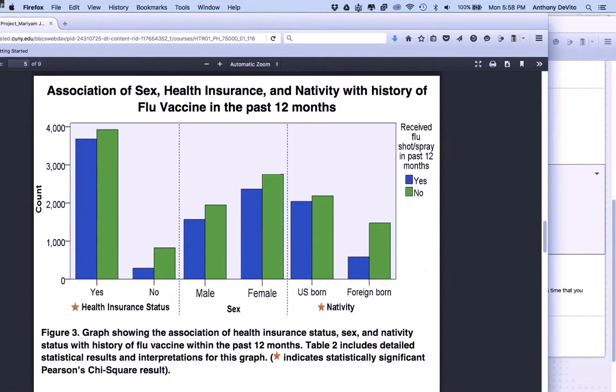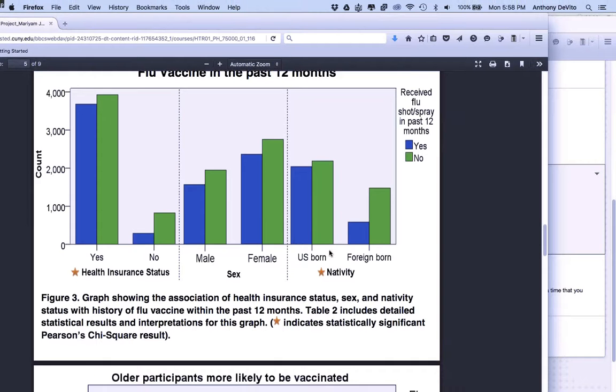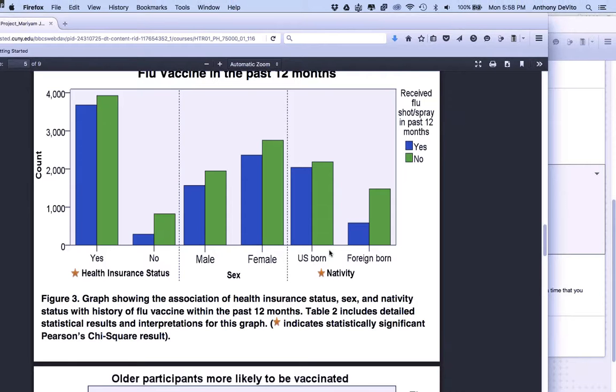And then she went on to compare some of the different statistics she wanted to compare in terms of why a person would get immunization or not. For instance, maybe health insurance has something to do with it. Maybe sex has something to do with it. Maybe nativity, born in the United States or not born in, maybe that has something to do with it.